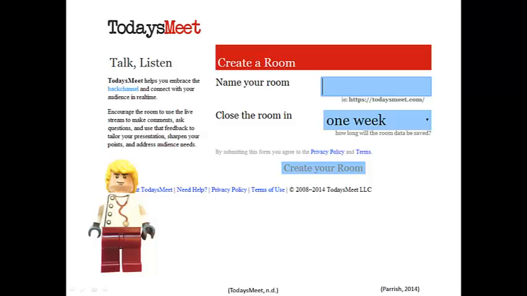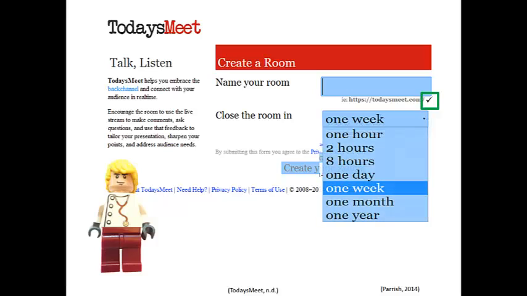In the professional development, the Lego teacher learned that he can name his room whatever he wants, and as long as he gets a green check mark after todaysmeet.com, the name of his room is accepted. He also learned that he can have his room open for various amounts of time, depending on how long he wants his room to be open. The presenter explained that Today's Meet is a back channel.